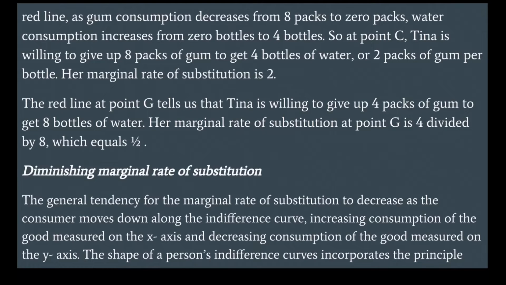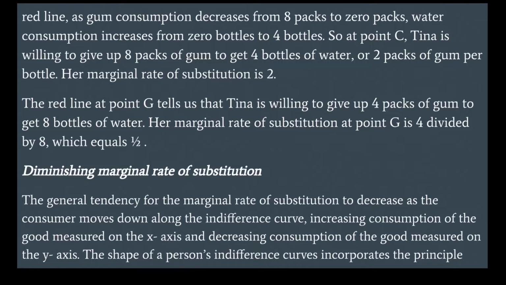Along that red line, as gum consumption decreases from 8 packs to 0 packs, water consumption increases from 0 bottles to 4 bottles. So at point C, Tina is willing to give up 8 packs of gum to get 4 bottles of water, or 2 packs of gum per bottle. Her marginal rate of substitution is 2. The red line at point G tells us that Tina is willing to give up 4 packs of gum to get 8 bottles of water.